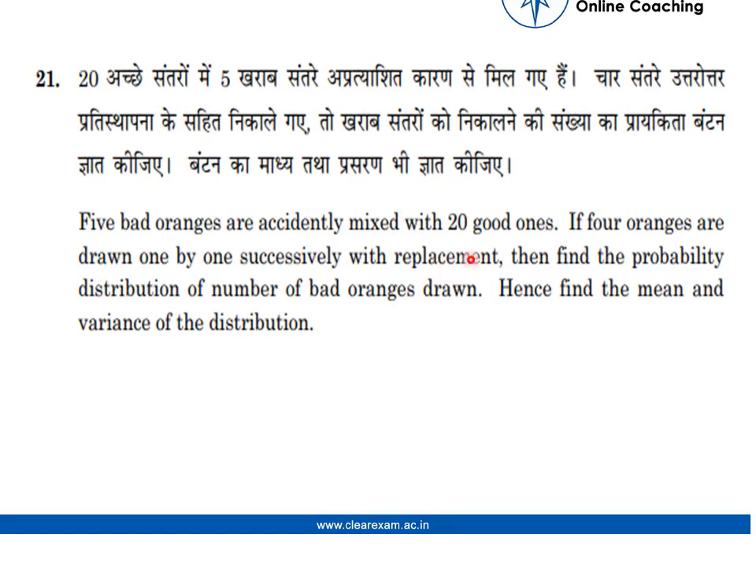So here from the question we can interpret that if four oranges are drawn one by one successively with replacement, that means they are getting replaced, that we are picking and dropping in the same box. So let's see how we can find the probability of number of bad oranges drawn.